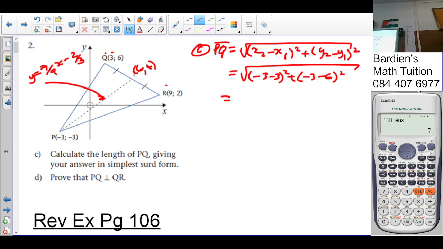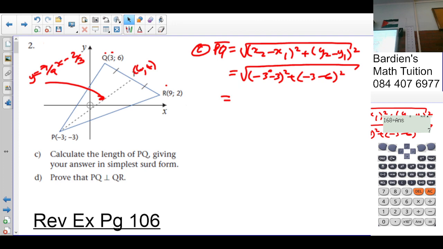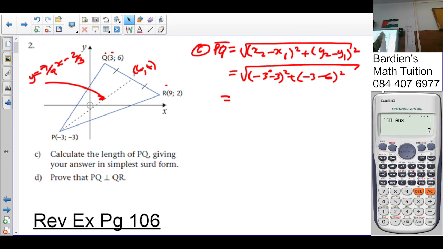Number 2C is 3 root 30. Oh, this is 6, I said 9, sorry. So that is the square root of 6 squared plus 9 squared. 3 root 30 is absolutely correct.